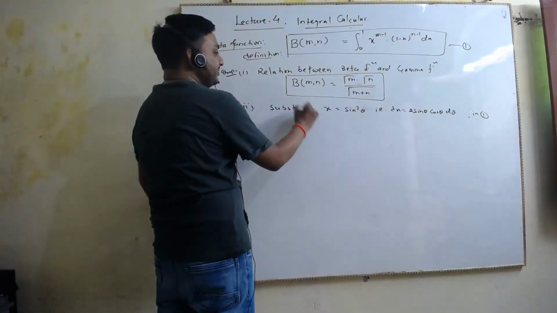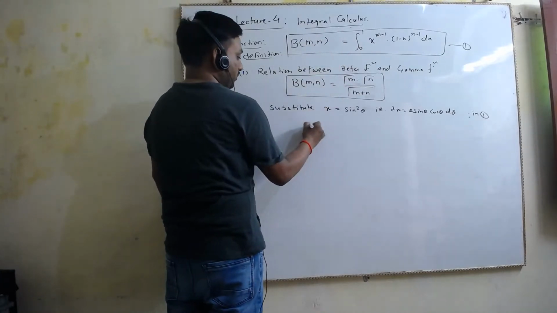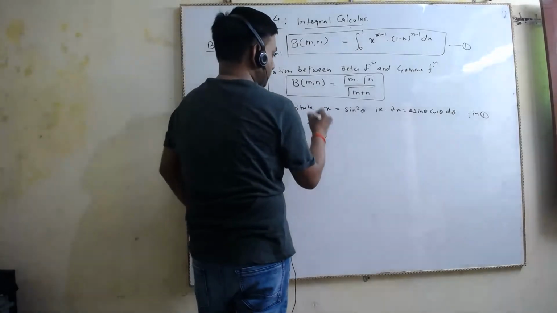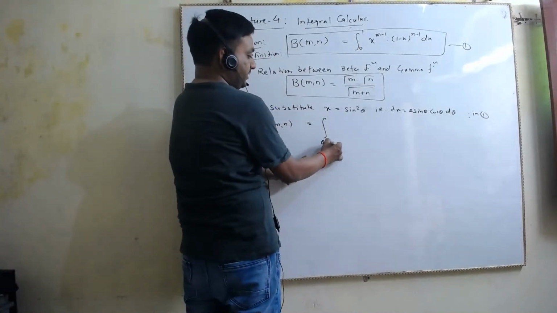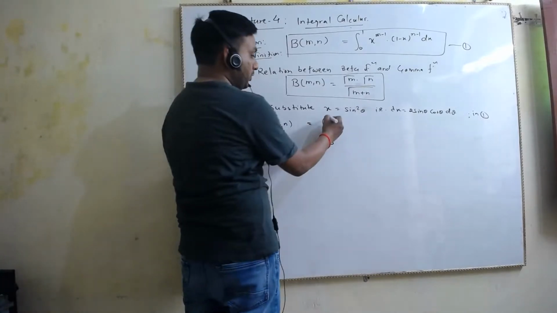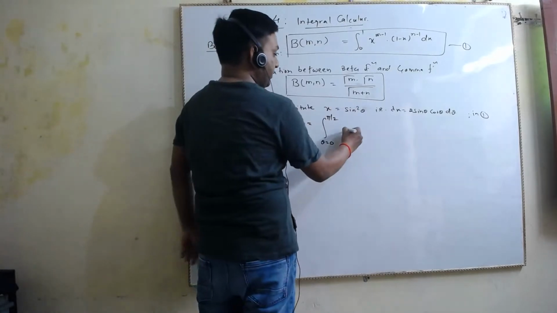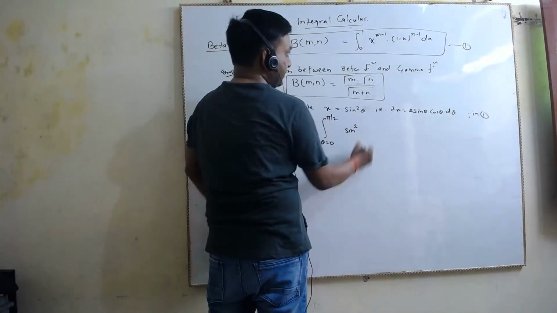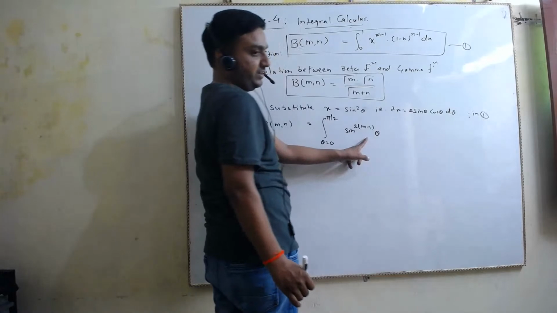So what I do is I substitute this here. So what you got? Beta mn, as when x is 0, sin theta is 0, so the theta limit will be 0. When x is 1, sin inverse 1 is pi by 2, so this will become pi by 2. X power m minus 1, so sin square theta means sin 2 into m minus 1 into theta.